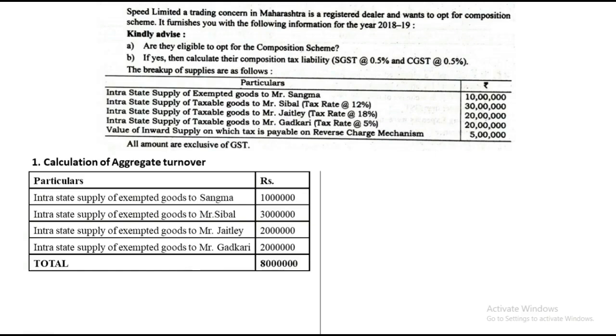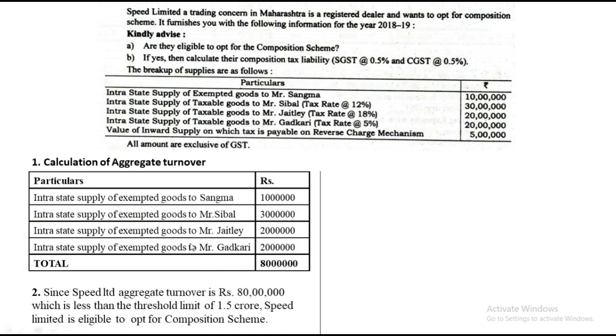Now, let us check the rule. The rule was if the person's turnover is less than 1.5 crore, because this is another state, he will be eligible to apply for the scheme. Since it is 80 lakhs, the amount is less than 1.5 crores, so he will be eligible to apply for the scheme.